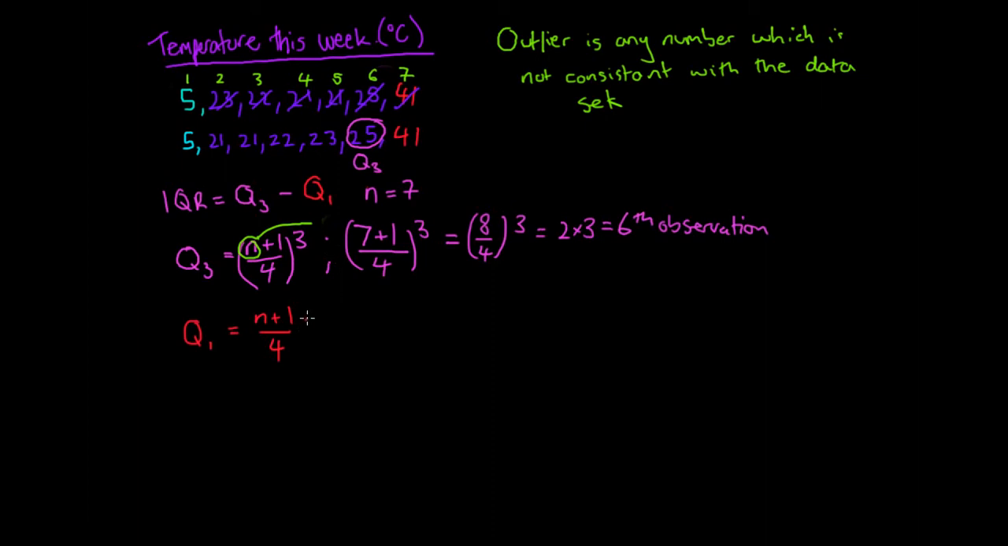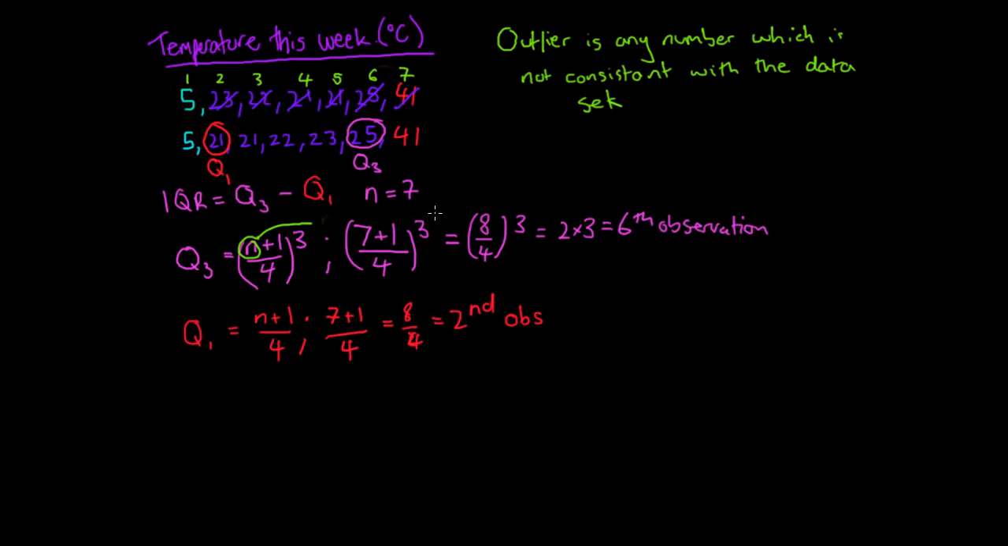And we can do the same thing for our first quartile. We sub our n into the formula, so we've got 7 plus 1 divided by 4. If we solve all this out, we get 8 on 4, which is just equal to the second observation. So we go to our data, 1, 2, and 21 is the second observation.